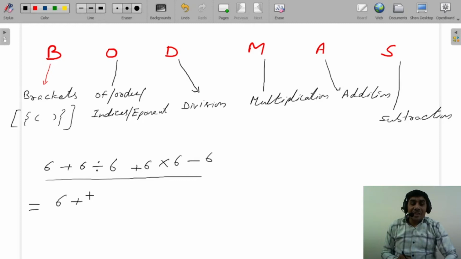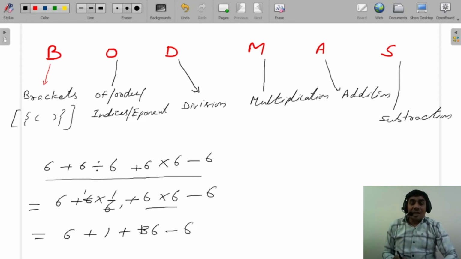6 plus 6 divide by 6, that means we can write 1 by 6, plus 6 into 6 minus 6. Now division is solved. The next is multiplication. So we have to solve the multiplication sign in the next expression. So 6 is cancelled by 6. So in the next step, 6 plus 1 plus 36 minus 6.